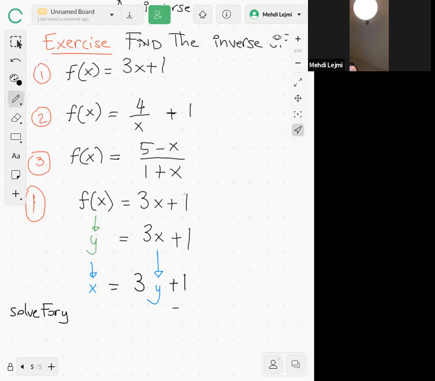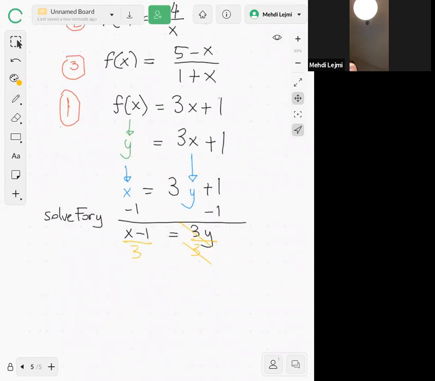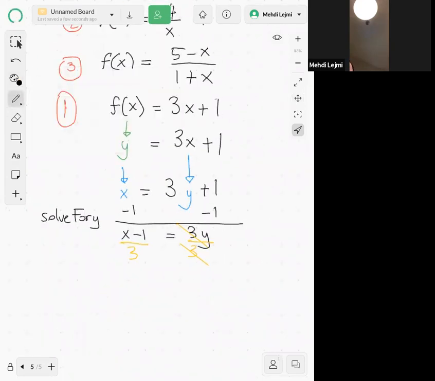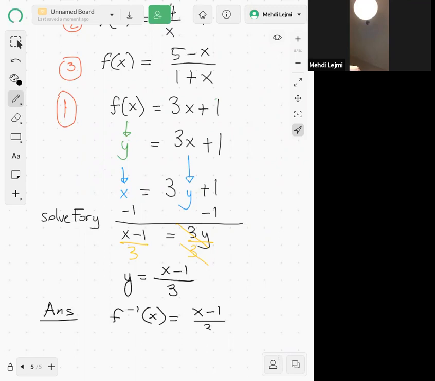So you subtract 1 on both sides. Now it's x minus 1 equal to 3y. And then you divide by 3, so over 3 here and over 3 here, and the 3s cancel out. So the answer, and I think all of you got this answer, is y equals x minus 1, the whole thing divided by 3. So that's the inverse, right? So f inverse, or f to the power minus 1, is x minus 1 over 3. I think all of you got this answer, right?